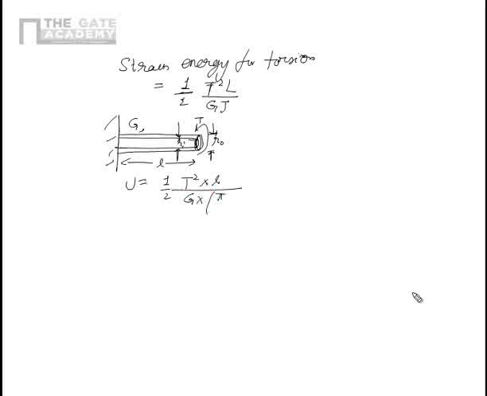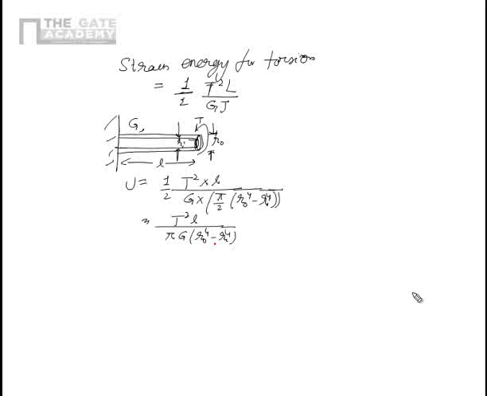Now J is nothing but pi by 2 into Ro to power 4 minus Ri to power 4. So if I simplify this formula, it will become T square L upon pi G into Ro to power 4 minus Ri to power 4.